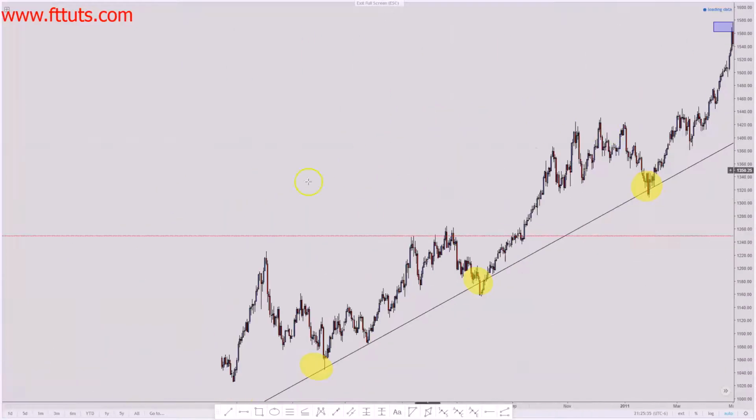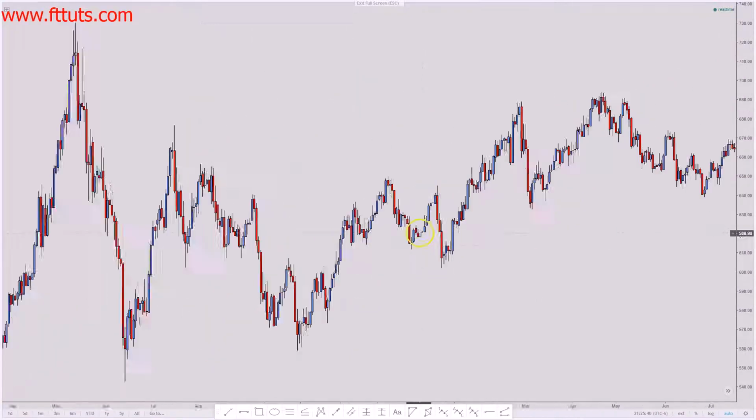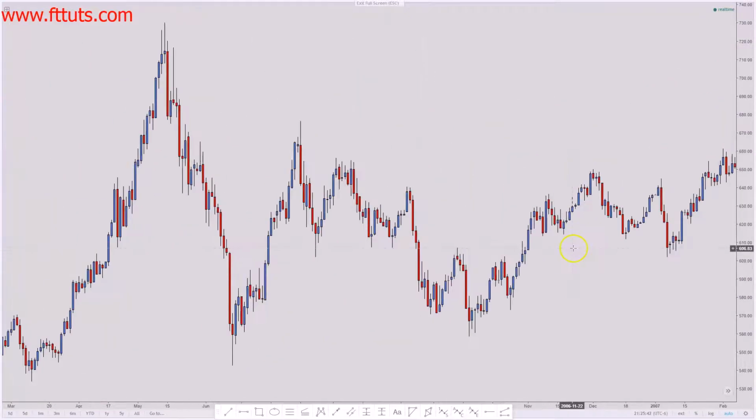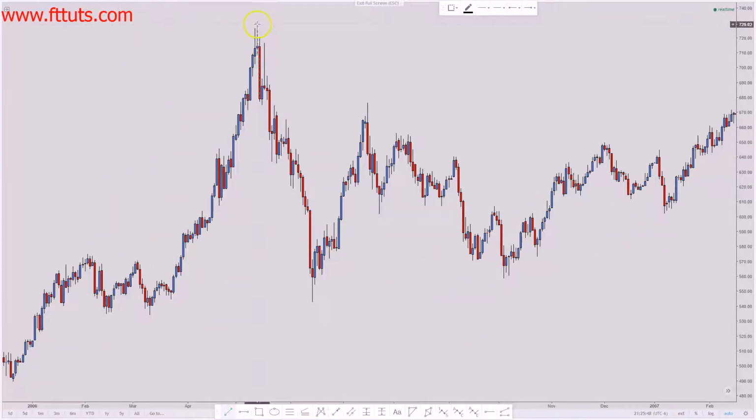Let me go back in time so we can show you another example. I think this one right here. Yeah, this is a good one. Since we have this peak, remember all we need is 2 points, minimum 2, possibly 3. Try to at least have 3. Boom, right there. All right, point 1, point 2.